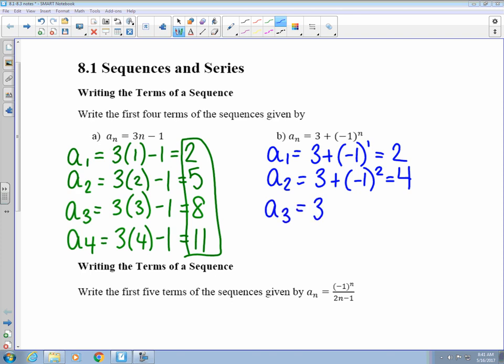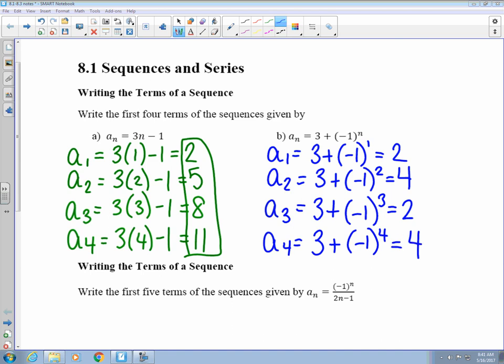a sub 3 is 3 plus negative 1 to the third, so this is actually going to be the same as a sub 1 because we're adding a negative 1 instead of a positive 1. So that's 2. And a sub 4 is 3 plus negative 1 to the fourth power, which is the same thing as a sub 2. So our four terms are 2, 4, 2, 4.